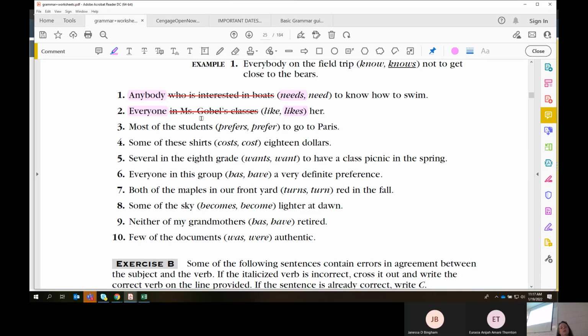Now here, Kat. I like picking on Kat. Of the students. Prepositional phrase, but now we've got the word most, and most is one of those tricky words. So is most singular or plural? Plural. So if my subject's plural in any kind of way, prefer.